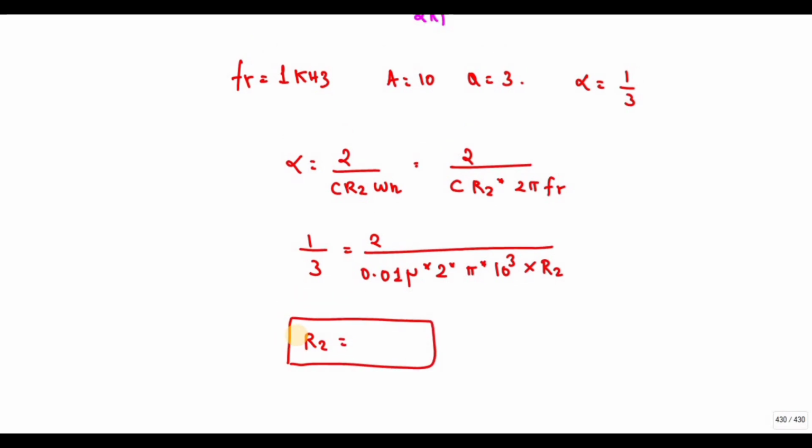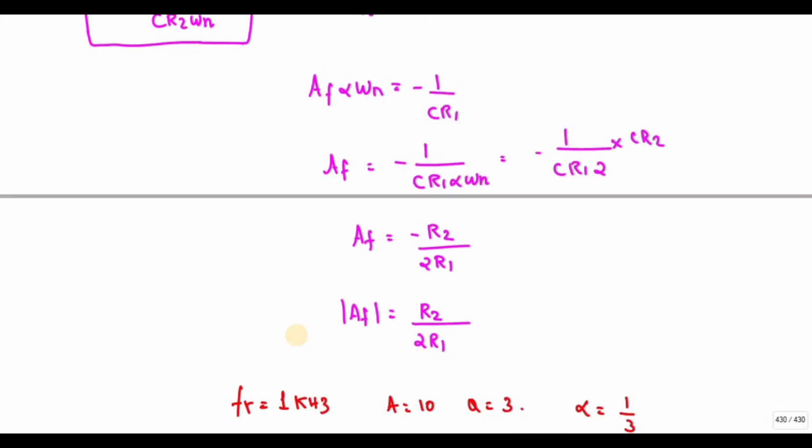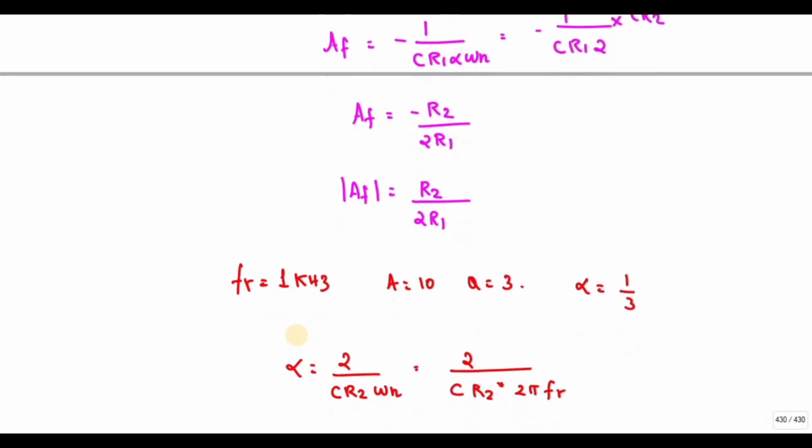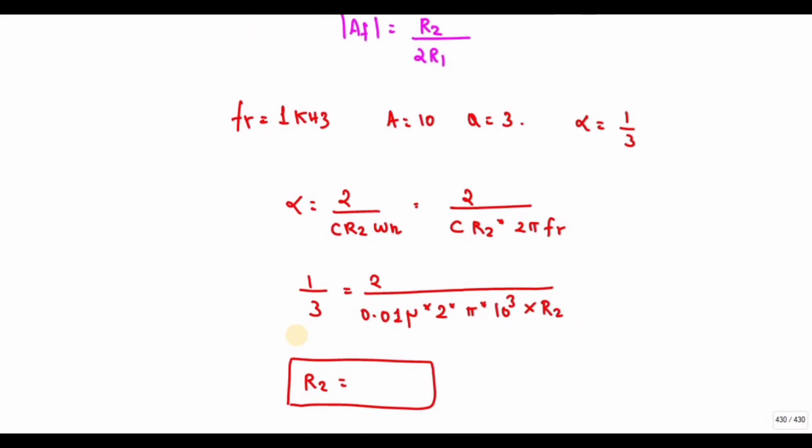So next, we know the formula for AF, right? The AF is equal to R2 divided by 2R1. So from this I can find the value of R1. The R2 value you have already found out, and 2 into the AF value, which is 10. So from this I can find the value of R1.